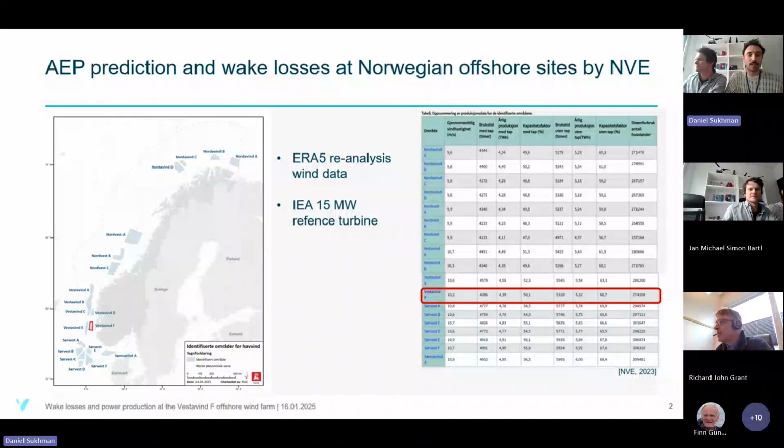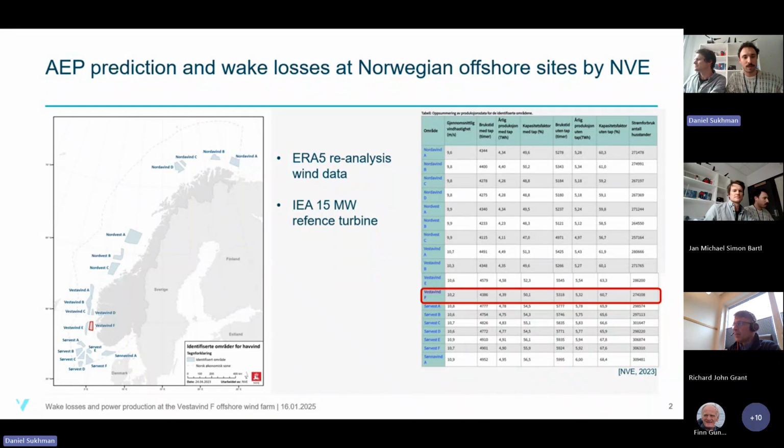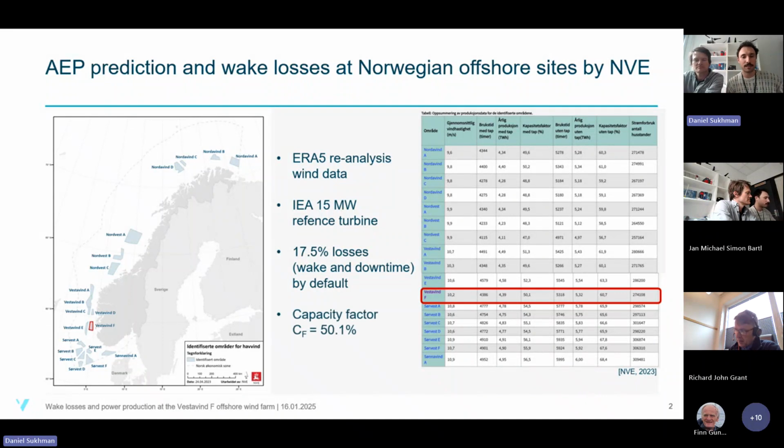They also used the IEA 15 megawatt reference turbine, which is one choice to make. It's one turbine class which is upcoming, going to be used for projects to come. And they estimate from their calculations that there will be 70.5% of losses due to wakes and downtime, such as maintenance, by default. Overall, they estimate the capacity factor to be 50.1%, which is quite good for an offshore wind farm.